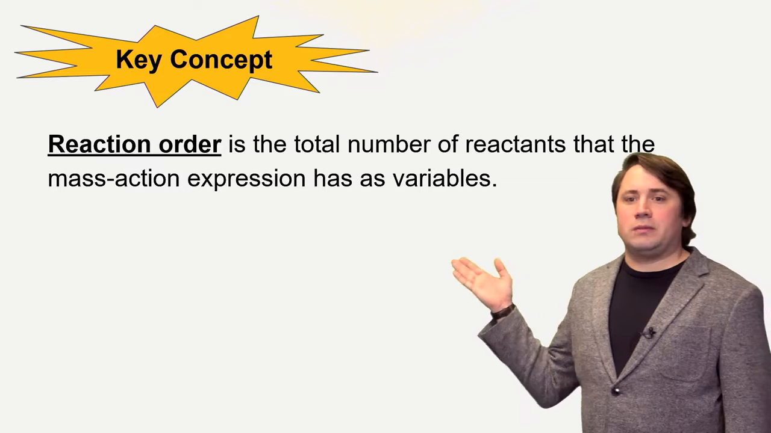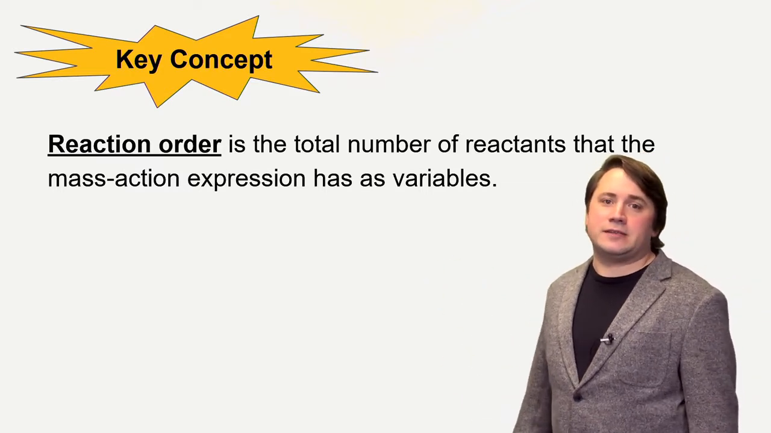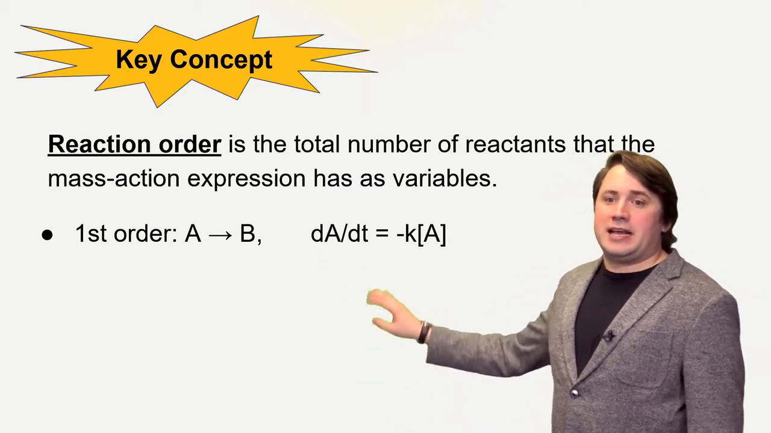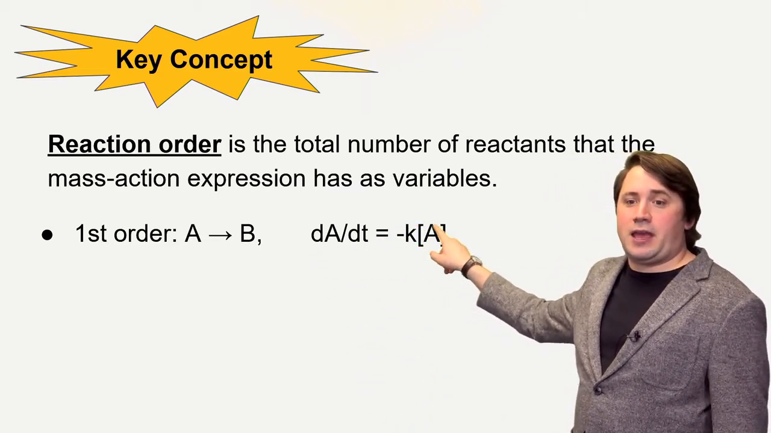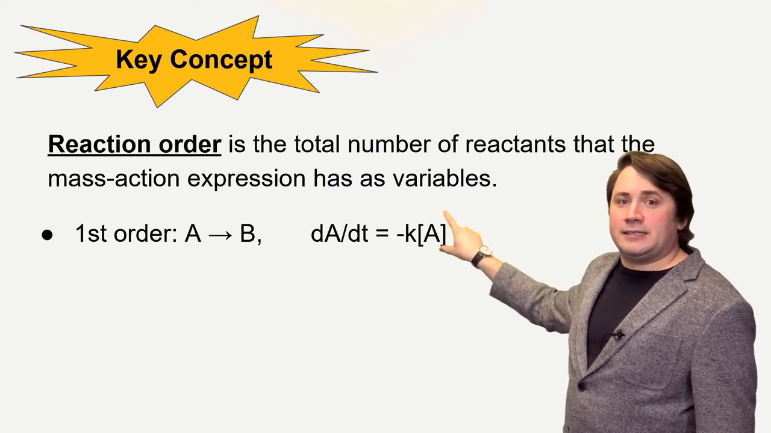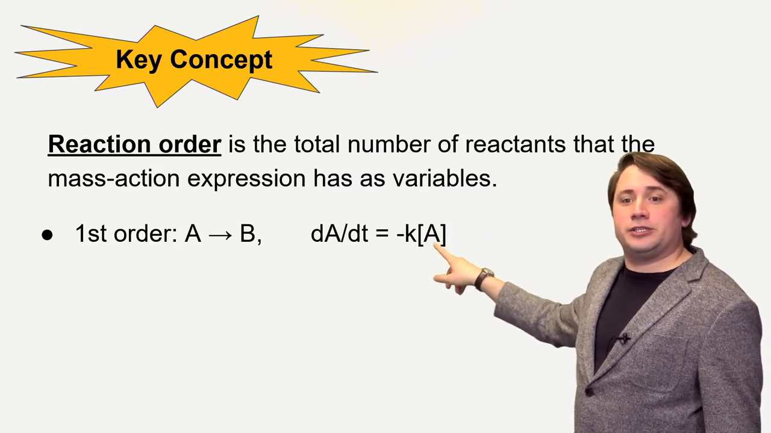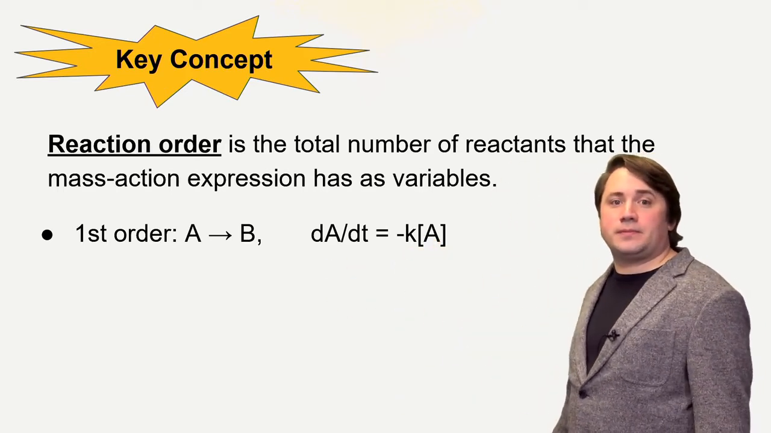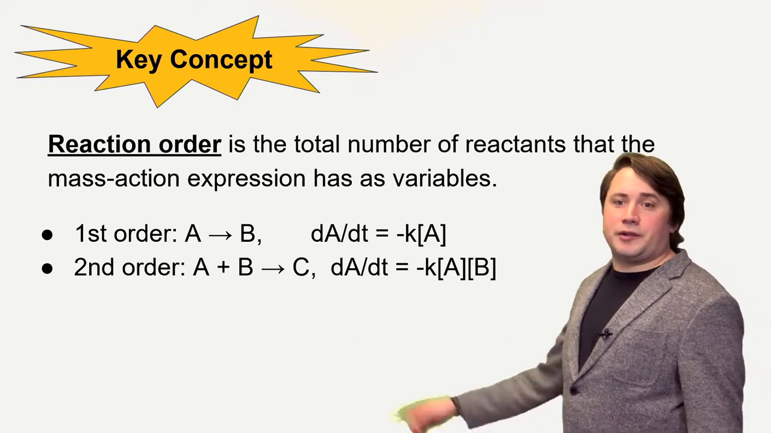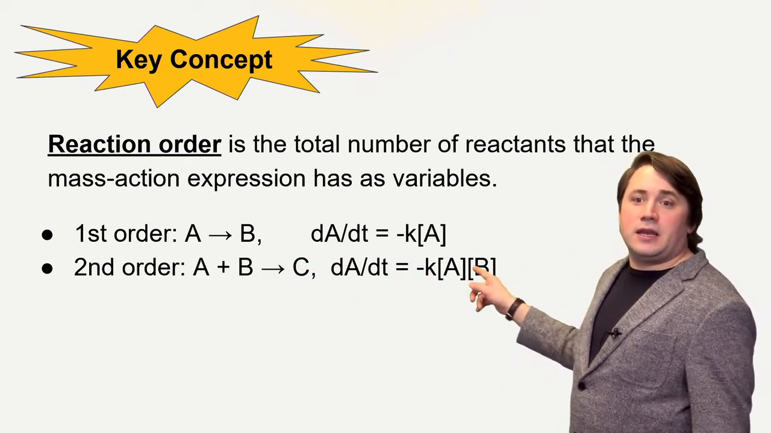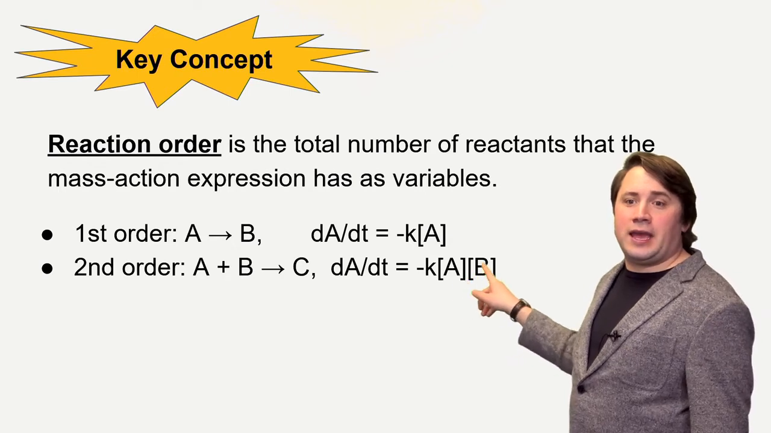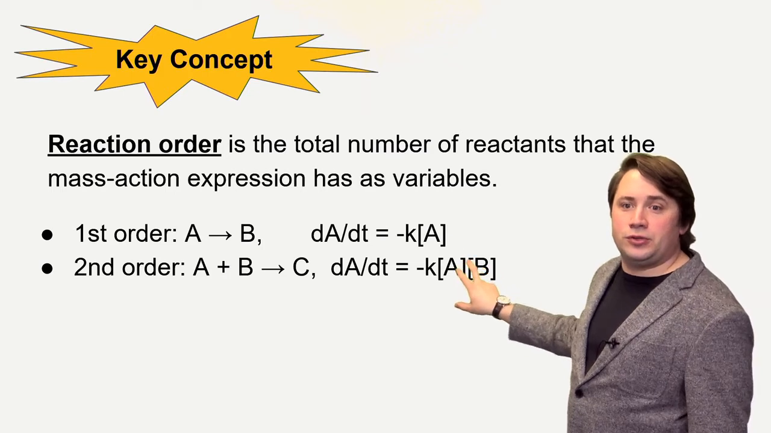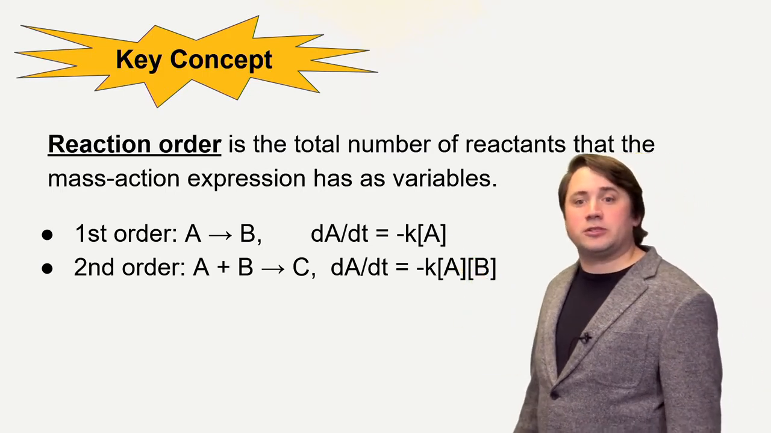Reaction order is simply the total number of reactants that a mass action expression has as variables. So if you consider the reaction A yields B, the mass action expression dA dt equals negative Ka only has one reactant, A, as a concentration in this mass action expression. And so this is a first order reaction. Contrast this with a second order reaction, such as A plus B yields C. In this mass action expression, you have both A and B in this expression. And so this is a second order reaction. There are two reactants that are included in the mass action expression.